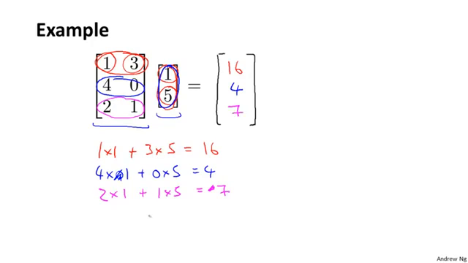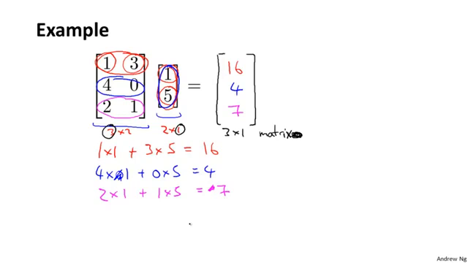Okay? And it turns out that the result of multiplying a 3 by 2 matrix by a 2 by 1 matrix is going to be a 3 by 1 matrix. In other words, a 3 by 1 matrix is just a three-dimensional vector.